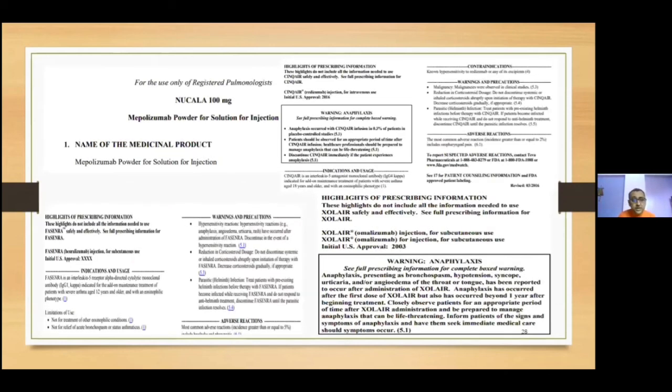But one thing is very important: apart from omalizumab, one drug is approved in India, that is mepolizumab. But if we go by the prescribing information of mepolizumab, you can find this line that it is for the use only of registered pulmonologists. So if I am using this particular drug mepolizumab, that will be off-label therapy. So we should all keep that in mind. That is very important regarding the prescription.